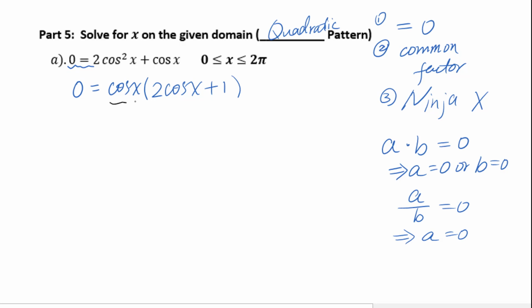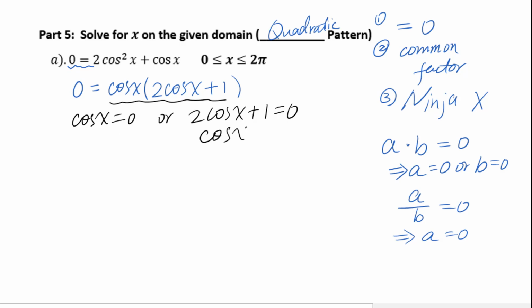Therefore, for this, you will set up cosine x equals to 0 or 2 cosine x plus 1 equal to 0. And for this one, you will get the cosine x equals to -1 over 2. We need a diagram. The diagram is in the closed interval from 0 to 2 pi.